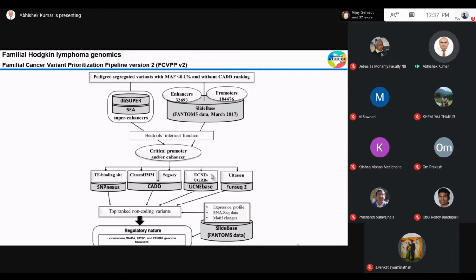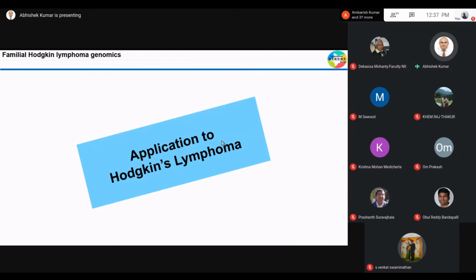These ultra conserved regions are regions which are conserved from human to chicken fully. And then the ultra sensitive region from FUNSIC, which is a non-coding region that is very sensitive, if there is a mutation that will lead to a change in gene expression. And then combine this, look back again at expression and motif change, and go back to the initial pipeline of regulatory nature.